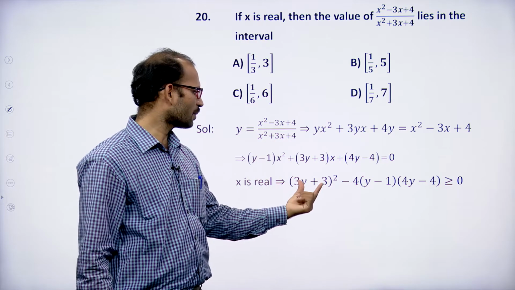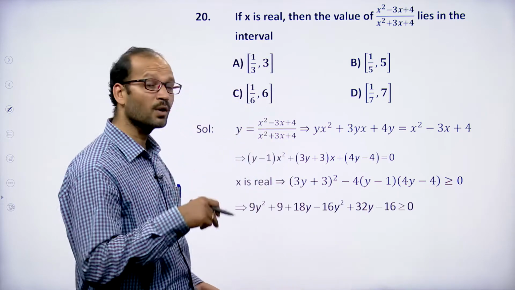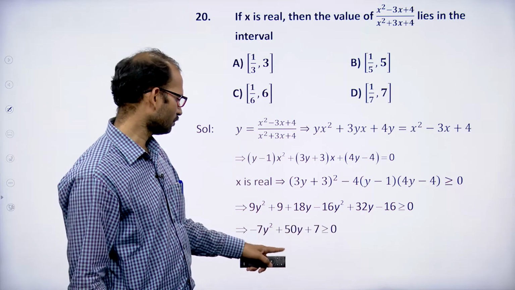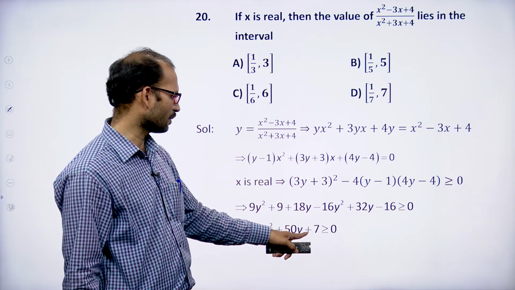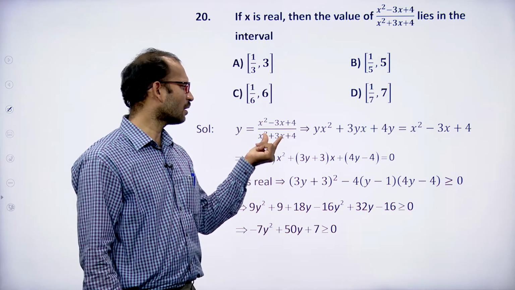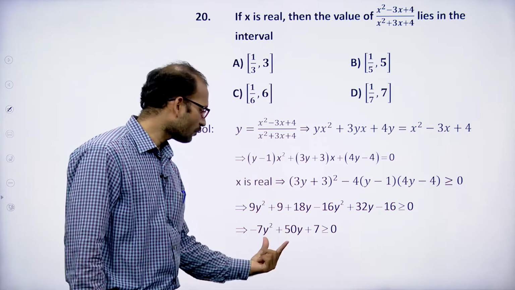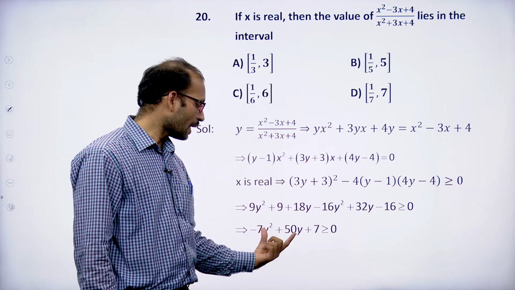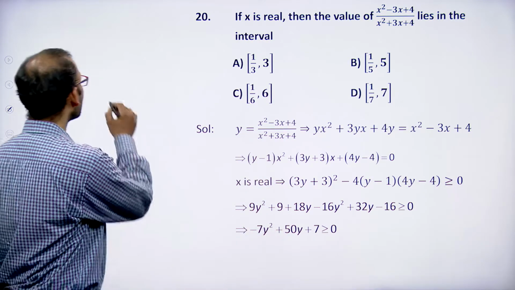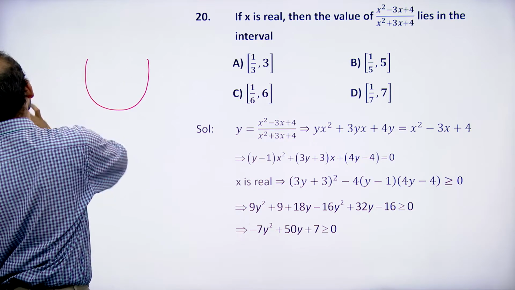So, therefore, discriminant b square minus 4ac is greater than or equal to 0. Then you will get another quadratic inequation in terms of y. So, we got this: minus 7y square plus 50y minus 7 is greater than or equal to 0. Now, because x is real, this rational expression has a real value, and that real value is nothing but y. So, here y is real and the quadratic expression value is greater than or equal to 0. Oh sorry, the coefficient of y square is negative, right.